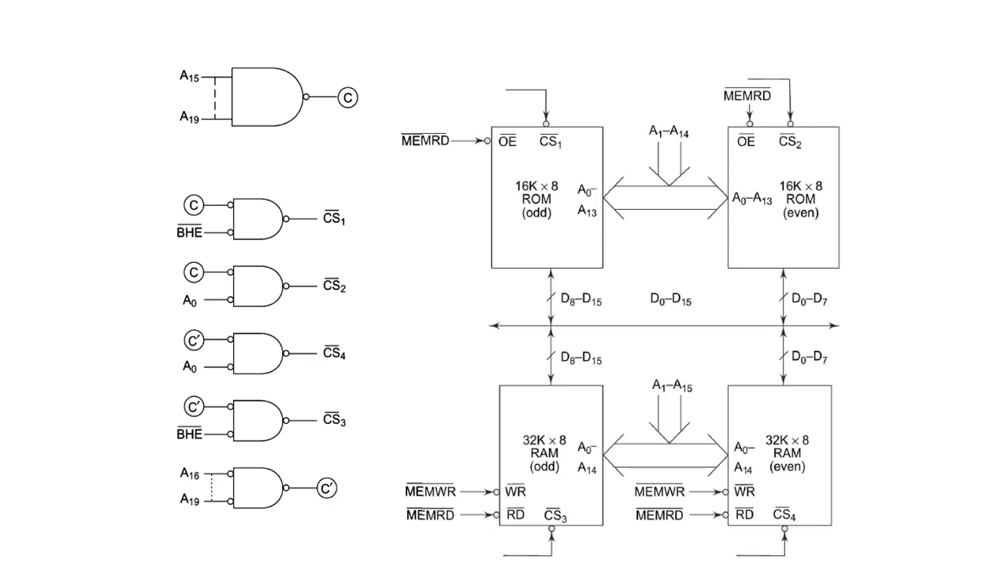Similarly, in the case of the RAM, when C bar has a value of 0 and A0 has a value of 0, then chip select 4 is enabled. Similarly, when C bar is 0 and BHE bar has a value of 0, then chip select 3 is enabled. So that means the corresponding even and odd address banks of the RAM are getting selected. When both A0 and BHE bar are 0, then both CS4 and CS3 will be enabled. That is, both the even address bank and the odd address bank of the RAM will be selected.